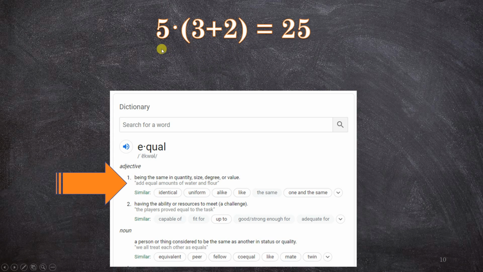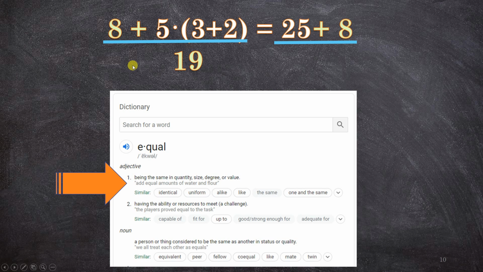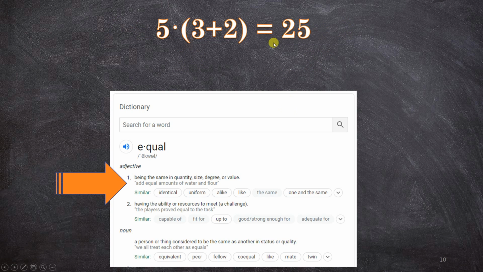And so if I were going to do something to the left side and the exact same thing to the right, like add 8 and add 8, then it's still equal because this is 25 and this is 25. So if I add 8 to 25 and I add 8 to 25, it's still exactly the same. Now if I divide that by 19, I have to do the same thing to the other side. I have to divide that by 19, still equal, right? Okay, so this was equal. What you do to one side, you have to do to the other.